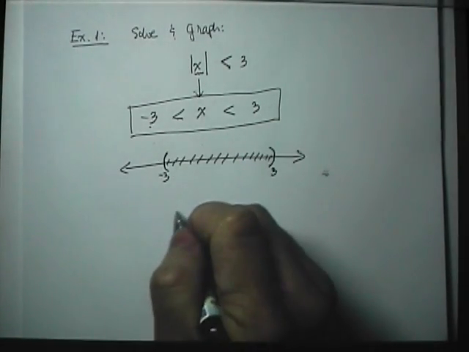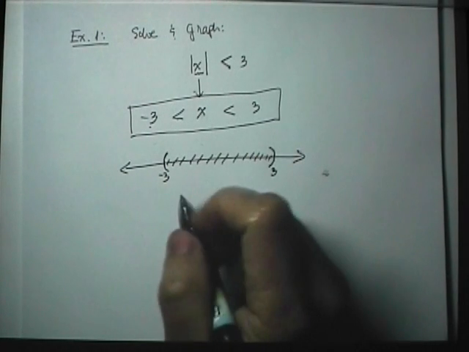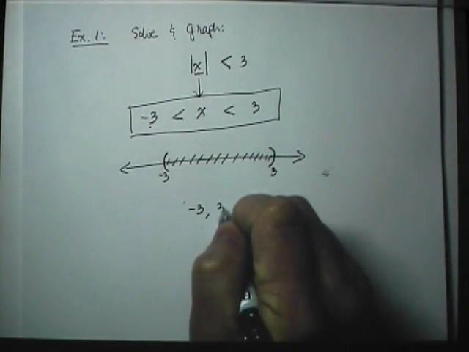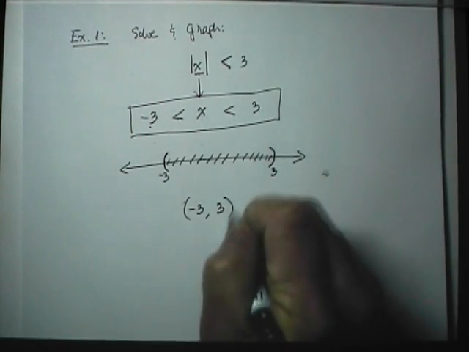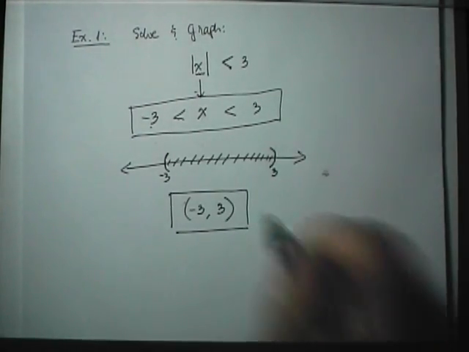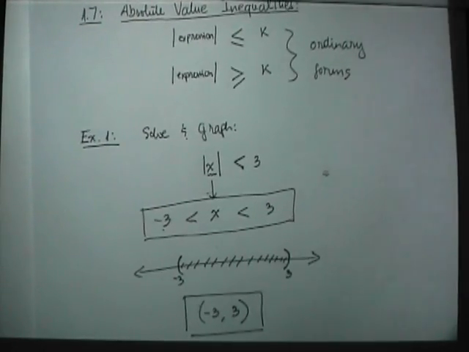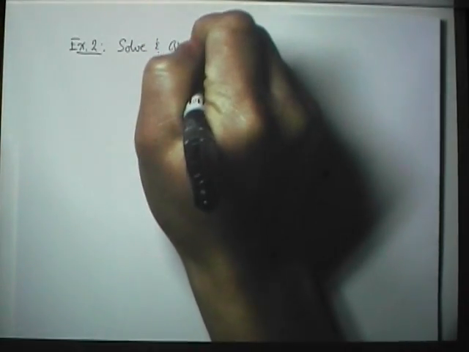And then once again, if you want to write your solution in interval notation, the lower end, the upper end, parentheses around it. That's how you get it done. Okay, so now, of course, we are not going to stop with just one example. We're going to go back and do some more examples with these absolute value inequalities. So example number 2.